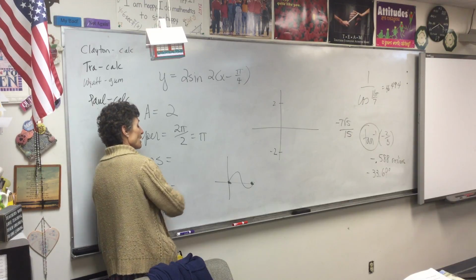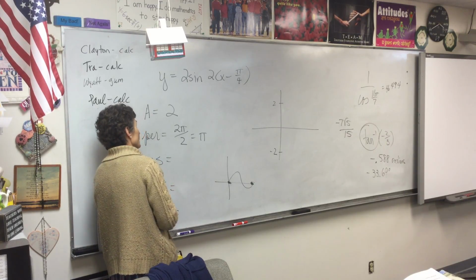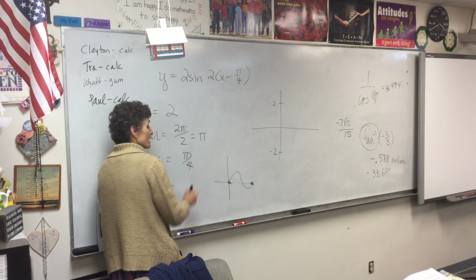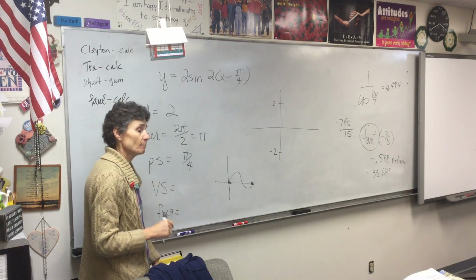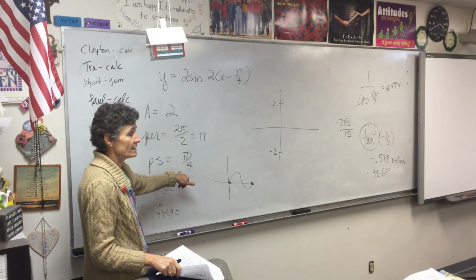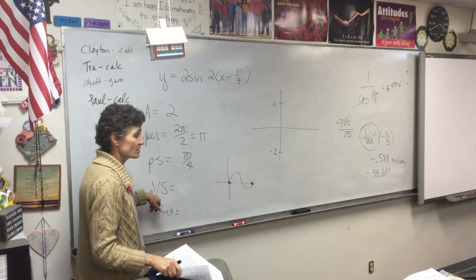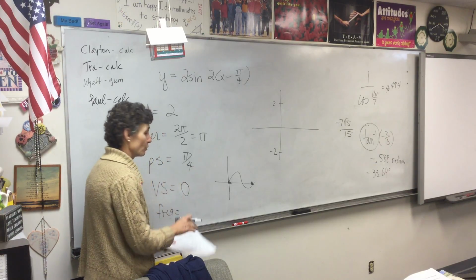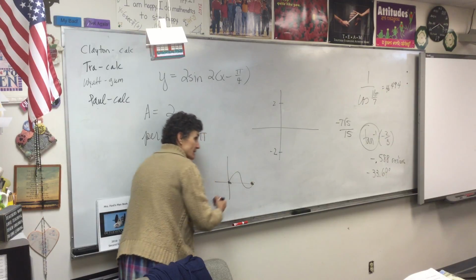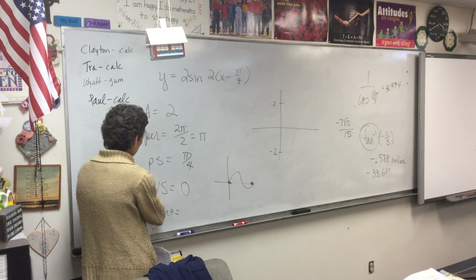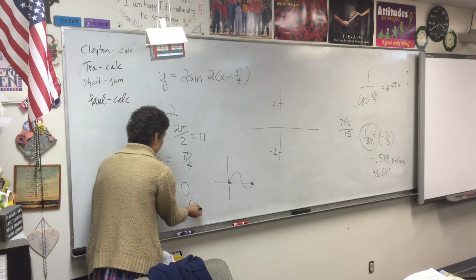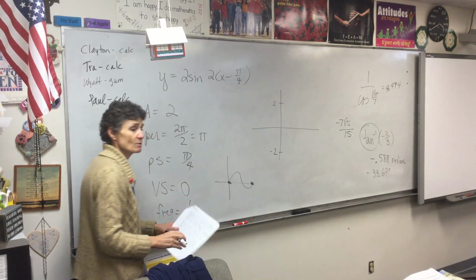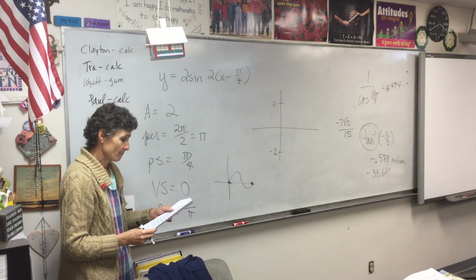What's my phase shift? How far have I shifted? Pi over 4. Pi over 4 to the right. Positive pi over 4 indicates right. What's my vertical shift? Don't have one. That means my curve is situated right on the x-axis. What's my frequency? 1 over pi. Frequency is the reciprocal of the period.